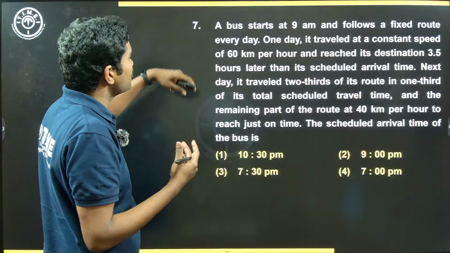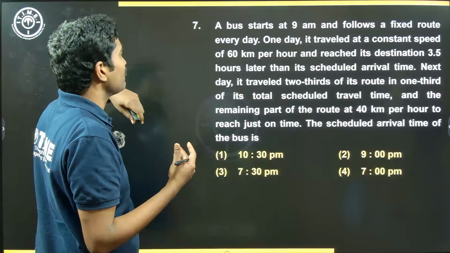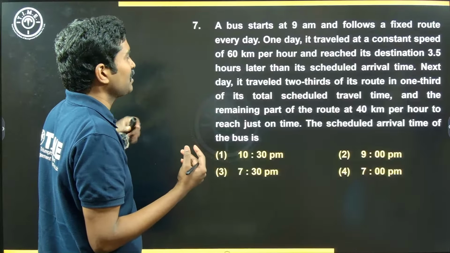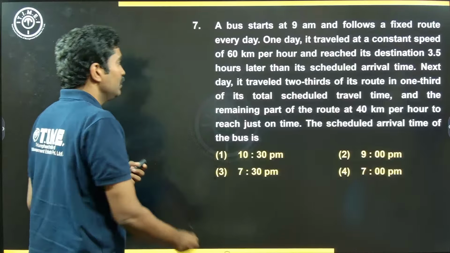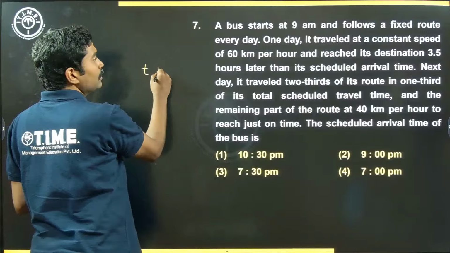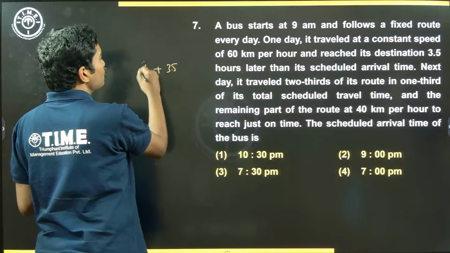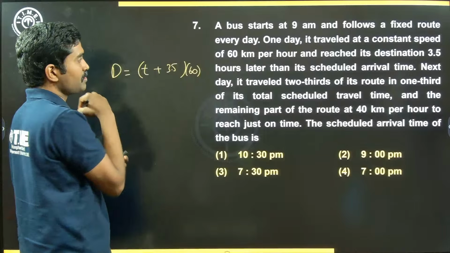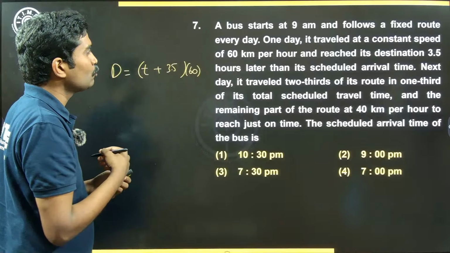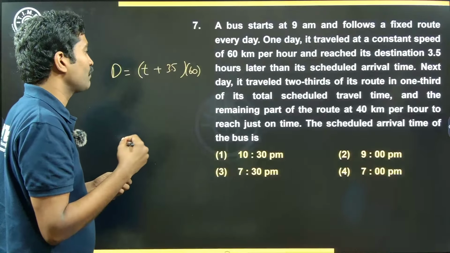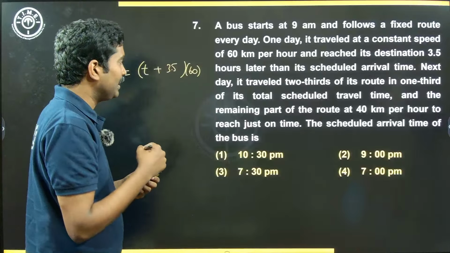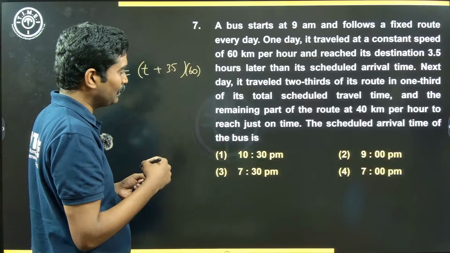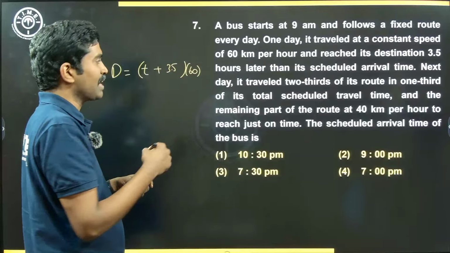A bus starts at 9 a.m., follows a fixed route every day. One day it traveled at a constant speed of 60 kilometers per hour and reached its destination 3.5 hours late. Okay, let's say the scheduled time is t. (T plus 3.5) into 60, that is the distance, the normal distance, the regular distance, right? Next day it traveled 2/3 of its route in 1/3 of its total scheduled time and the remaining part at 40 kilometers per hour to reach just on time. All right, so yeah, we write the second equation.